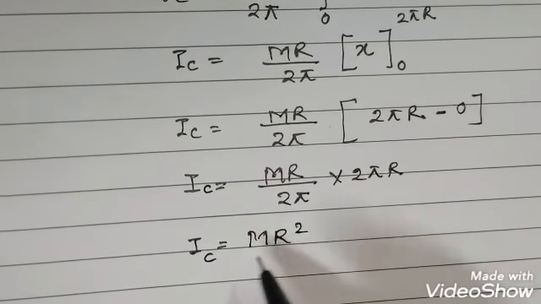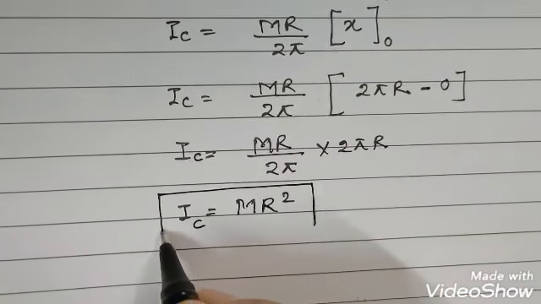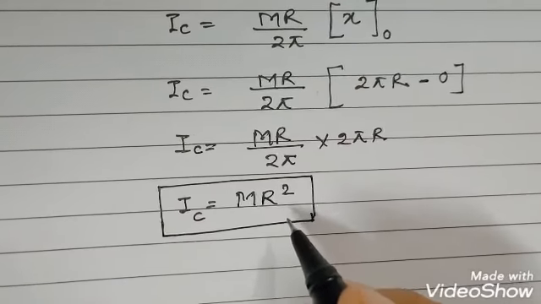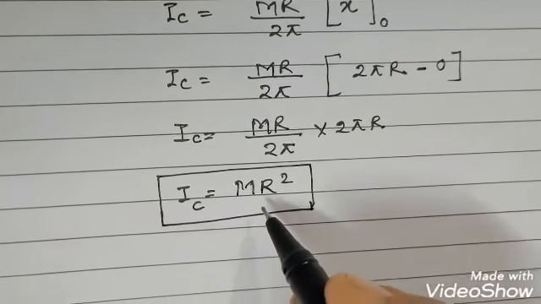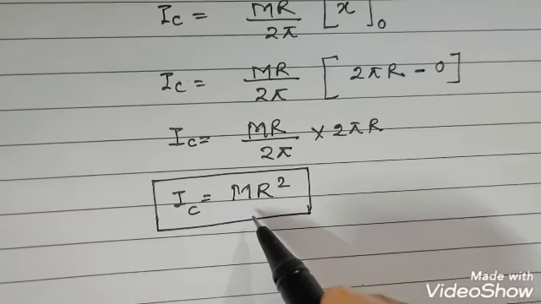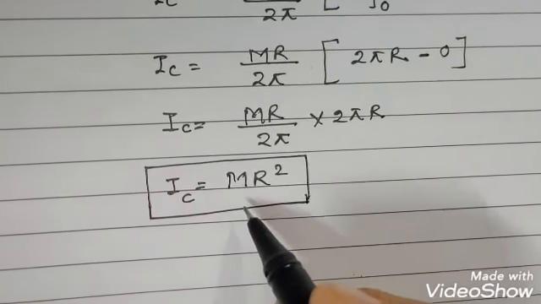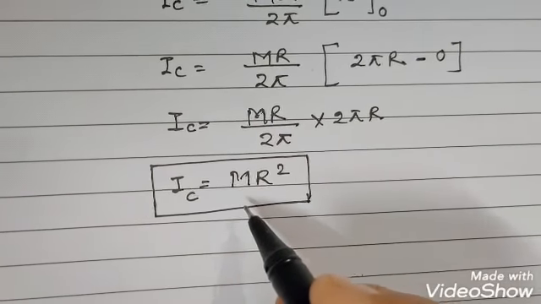mr square, that means the moment of inertia about an axis passing through the center will be equal to IC equal to mr square for a circular ring. So this is IC equals mr square. This is the first part of the derivation of the formula for the moment of inertia of a circular ring.